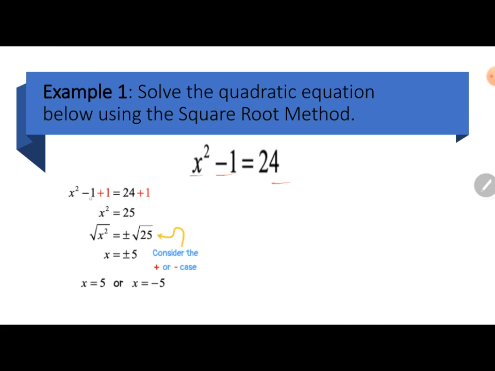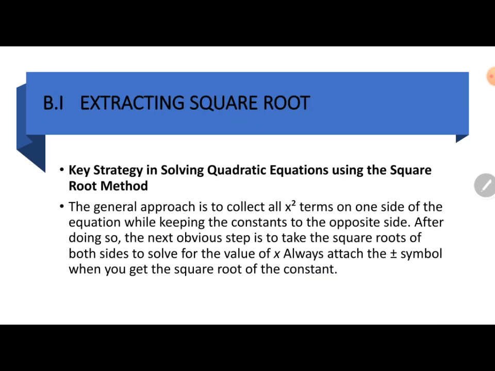Now, we're going to solve this one first. Negative 1 plus positive 1, and that would be equal to, right, 0. So, in our next equation, we remain with x squared equals 24 plus 1, and that would be, right, 25 here. Now, our second statement states that after doing so, the next obvious step is to take the square root of both sides to solve the value of x.